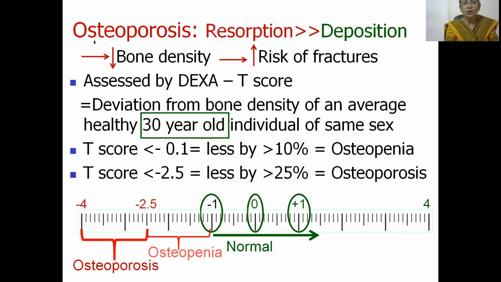But even osteopenia, bone density less than minus 1, in postmenopausal women has been found associated with 50% increased risk of fractures. But on an average, we say osteoporosis is a definite indication of likelihood of fractures and we should try to avoid it.